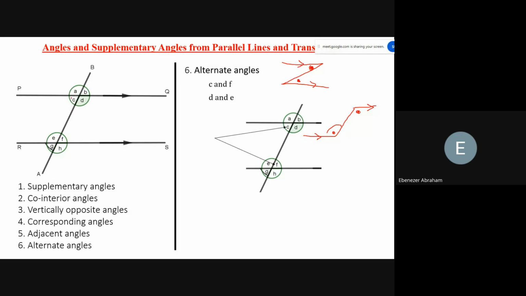So I look at this particular diagram, you would agree with me that C and F, yes, they are alternate angles. And then D and E are also alternate angles. So D and E looks like the shape I've done here, whereas C and F looks like the top diagram that I have done over there. Are you okay? Are you clear? Yes, sir.